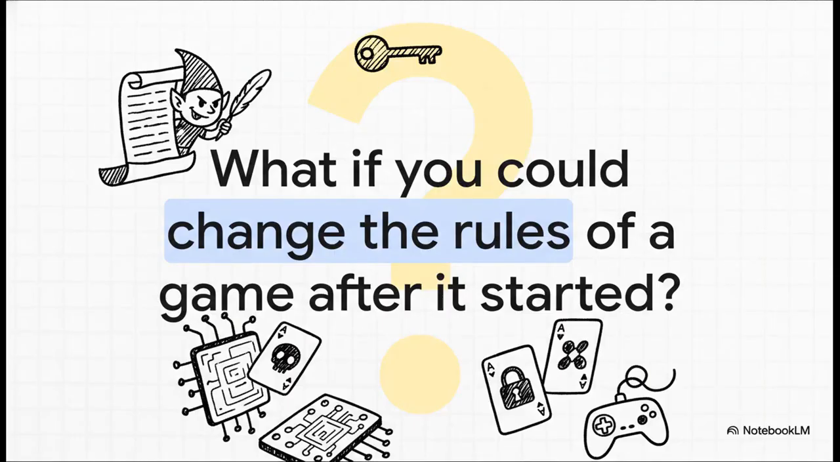Okay, so picture this. You're playing a game, it's the final move. Everything's on the line. And what if, right then, you could just secretly rewrite the rulebook to make sure you win? I mean, that sounds a lot like cheating, doesn't it? Well, in the world of software, that's not just possible, it's a very real and very fundamental type of hack that takes advantage of how a program is designed to think.